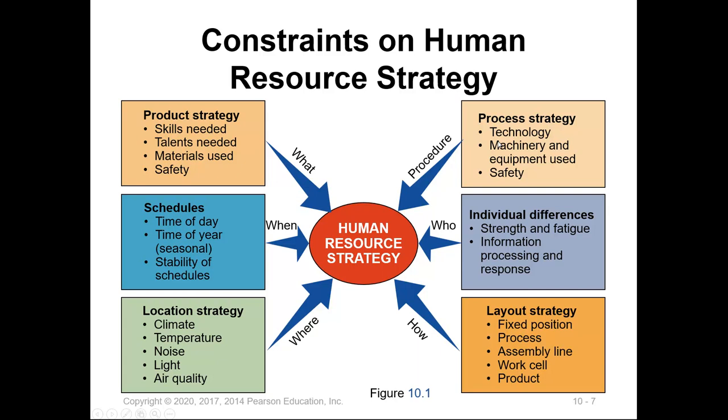This figure shows constraints of the different areas in the human resource. For product strategy, there will be limitations on the type of skills and talent required based on the product the team will be dealing with, and the associated, of course, safety requirements. The team will also be limited by the time and the due dates of each task. The technology or equipment that will be used in each process also will limit the capabilities of the team and the different abilities and strength of the team members.